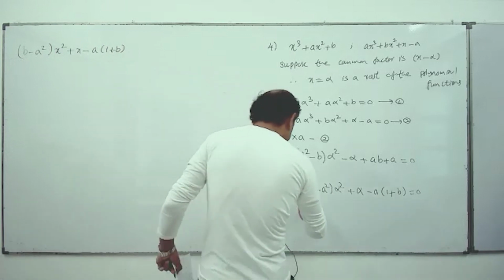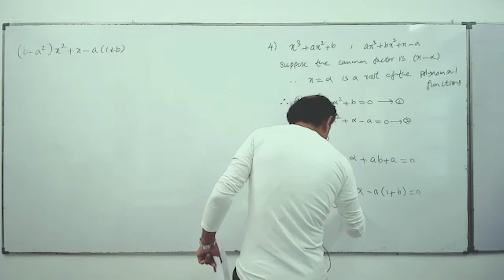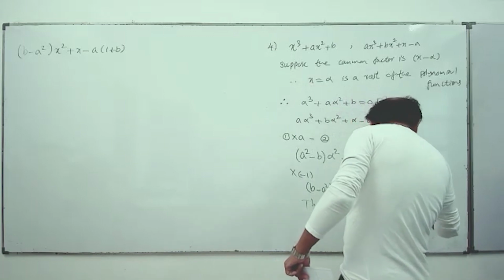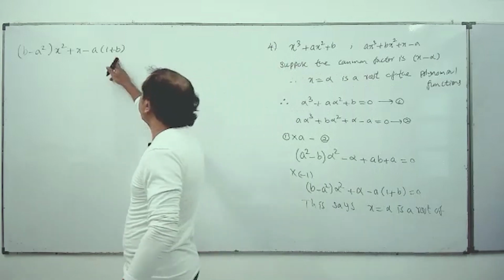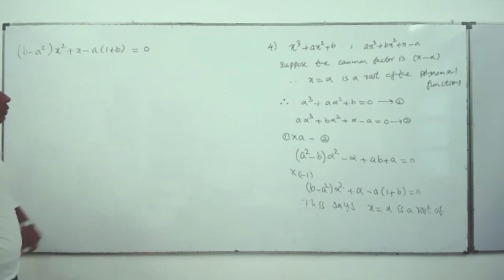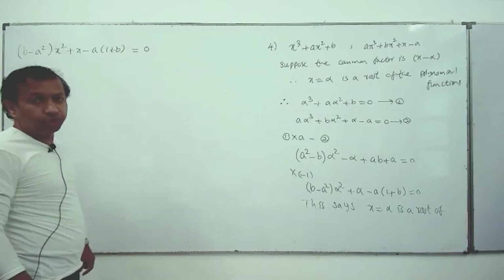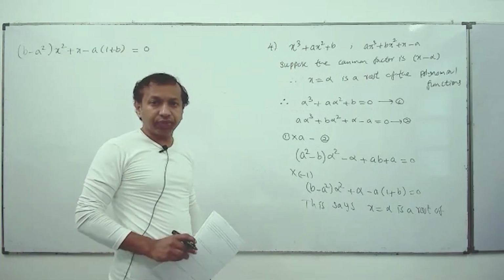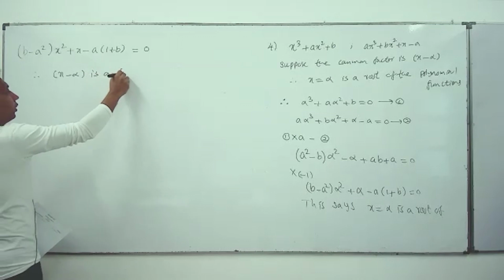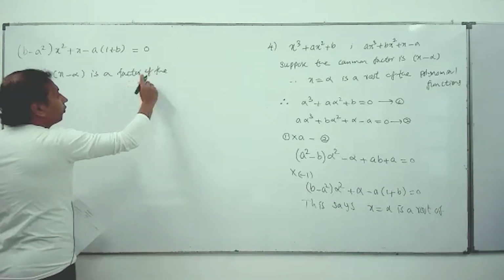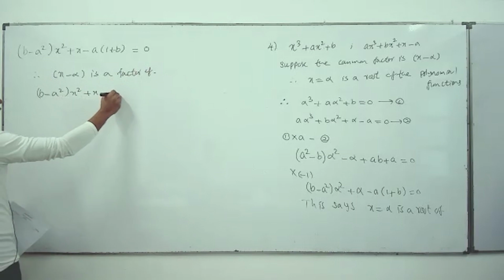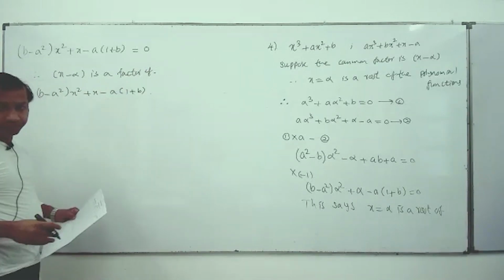Therefore, this says x equals alpha is a root of this equation. X equals alpha is a root of this equation. That says x minus alpha is a factor of this given polynomial function. Understood? Therefore, x minus alpha is a factor of what? (b minus c) squared x squared plus x minus a times (1 plus b). This is how we take that answer.